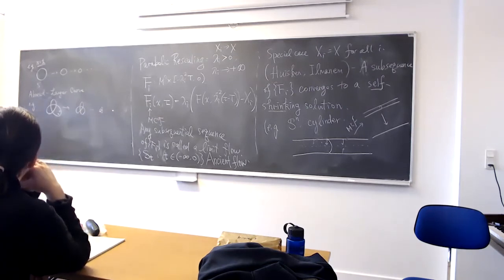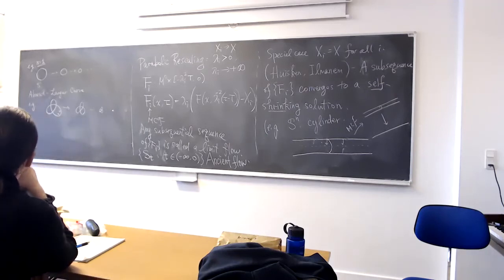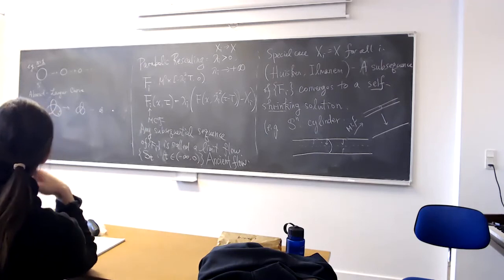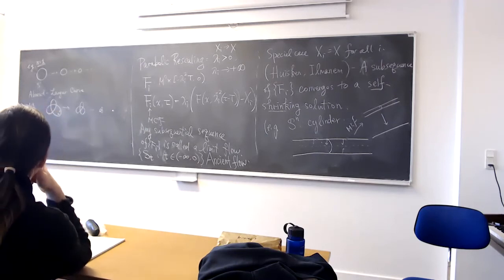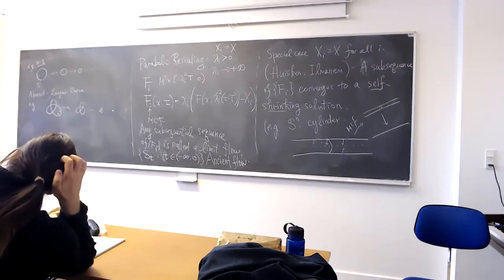So you can think of this as a simple kind of self-shrinking solution, probably the simplest one, and it shows up in a very special way of blowing up the singularity. But in order to understand the singularity, we actually need to understand a lot of different solutions, not only this one.